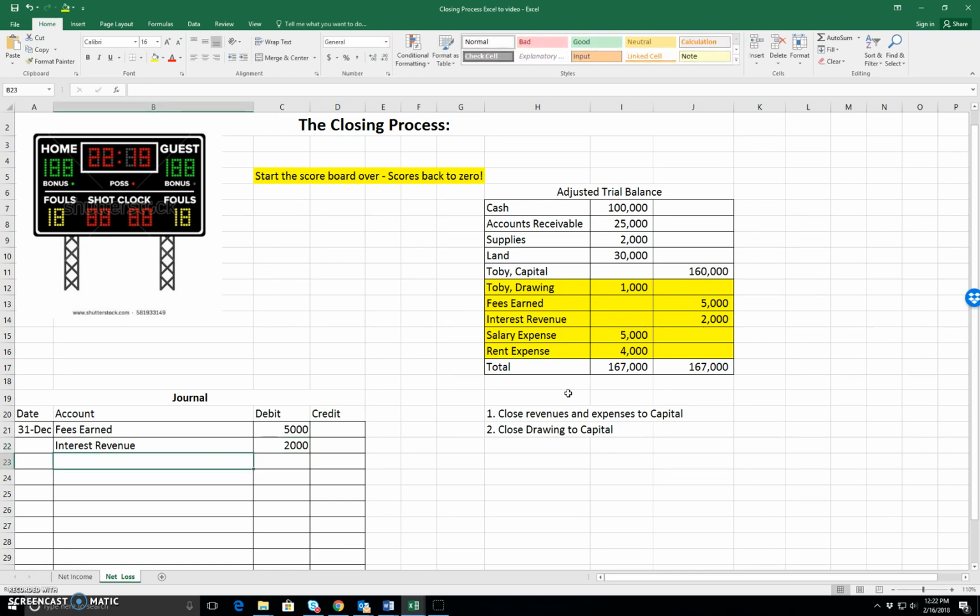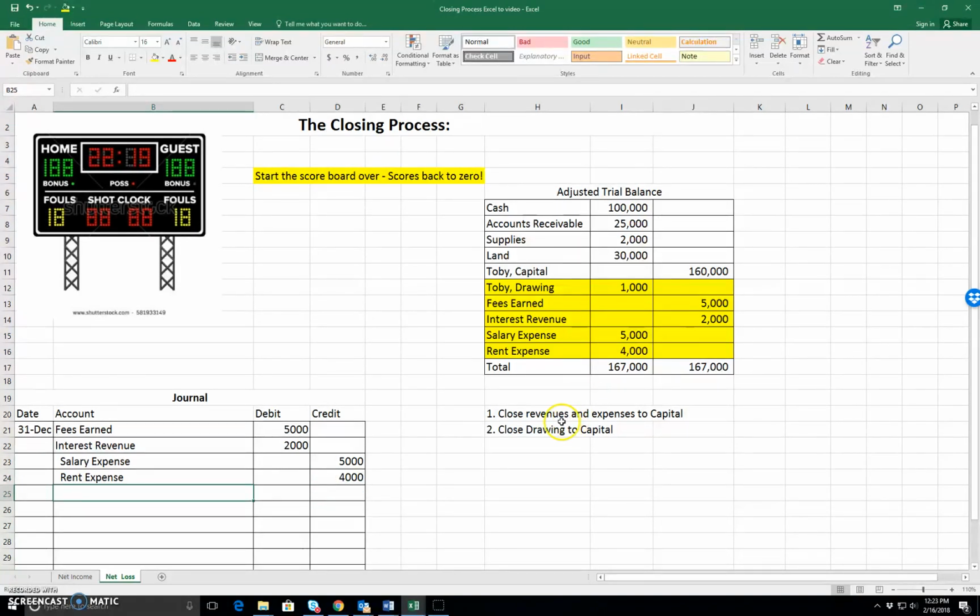Then I want to close my expenses. So salary expense has a debit of $5,000. So to close it, I need to credit it for $5,000. And rent expense has a debit of $4,000. So I want to close it by doing the opposite, which is a credit $4,000.